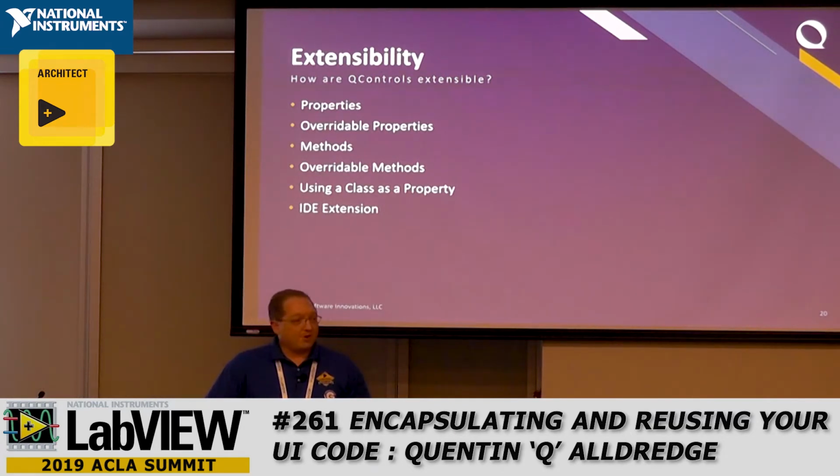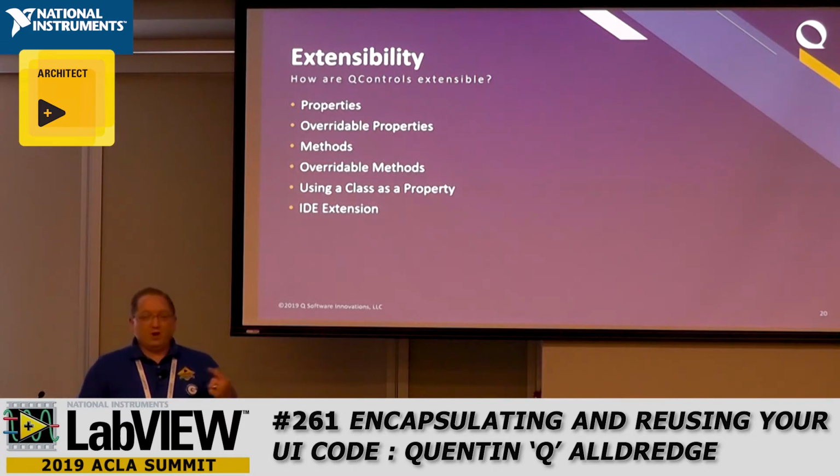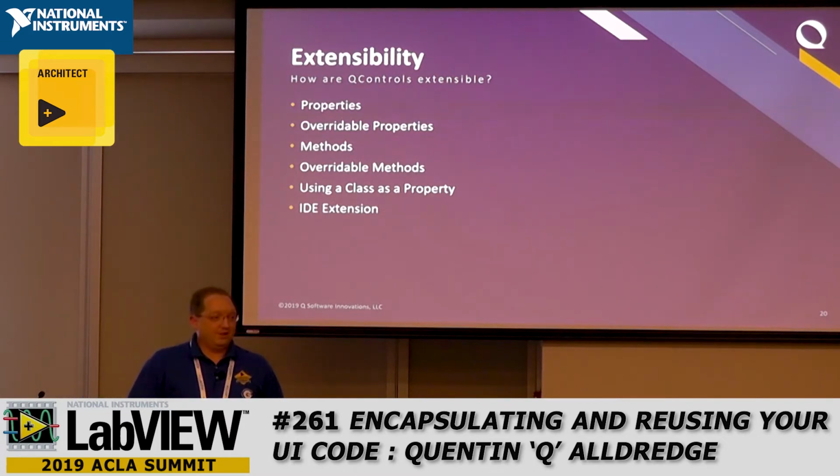You can override properties that already exist, including all of the ones that are built into the VI server. You can create new methods. You can also override those methods. You can pass a new helper class into the Q control to change behavior on how it works. And then I have a fancy one that I kind of showed last year.